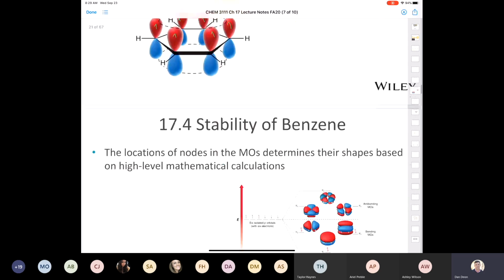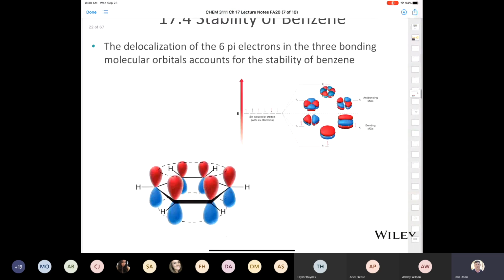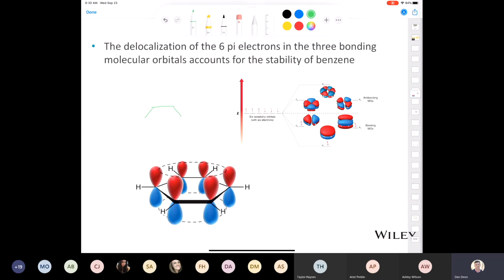I'm probably getting ahead of myself here, but it just says here the locations of the nodes in the molecular orbitals and their shapes is based on high-level mathematics. We'll kind of skate over that. It says here that the delocalization of those 6 pi electrons, right? Think about it. You've got 3 double bonds, or at least that's what it looks like, right? So you've got a total of 1, 2, 3, 4, 5, 6 pi electrons, okay? I'm drawing them like this, 1, 2, 3, 4, 5, 6.